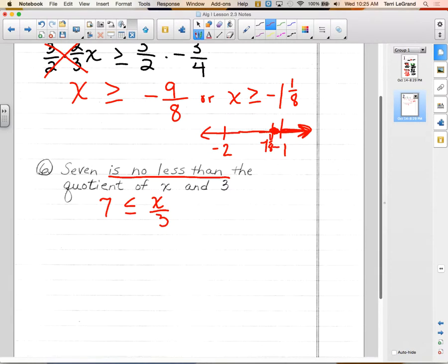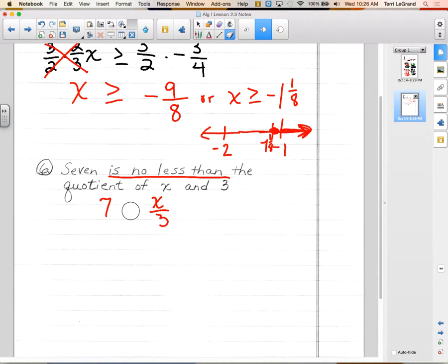Okay, you guys agree with the symbol? 7 is no less than. Okay, let's just use a number. Give me a number 7 is no less than. 8? Let's try 8. 7 is no less than 8? Give me 6. 7 is no less than 6. Okay, so do you think we should change the inequality symbol here to is greater than or equal to? Yeah, I think it should be is greater than or equal to.